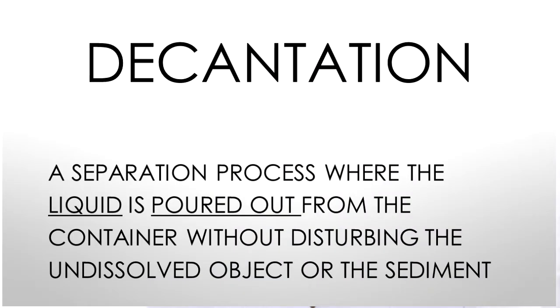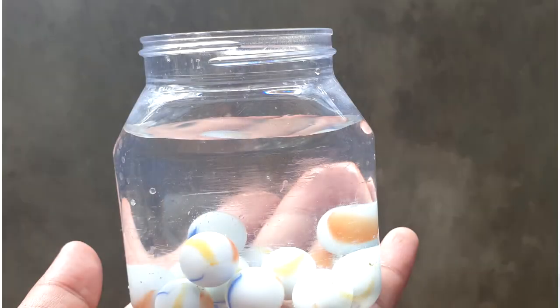And our goal for this morning is to separate mixtures using decantation, evaporation, and filtration. So let us first discuss separating mixtures using decantation. Decantation is a separation process where liquid is poured out from the container without disturbing the undissolved object or the sediment. So one example here is a mixture between a marble and water.